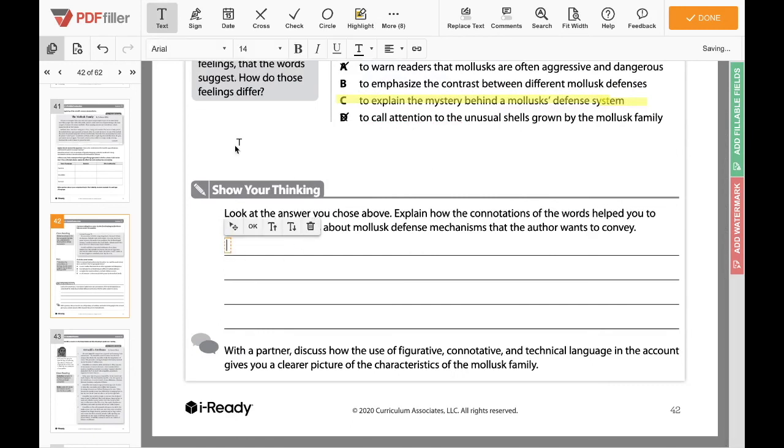So our last thing here asked us, I'm going to go ahead and put the race strategy up here. So our last question asks us to look at the answer you chose above.